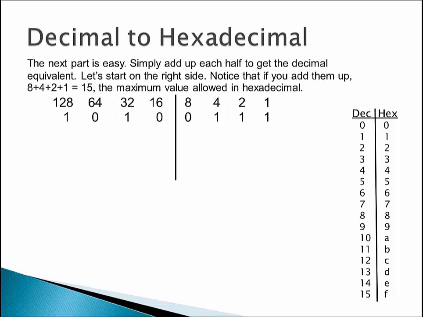The next part is easy. We simply add up each half to get the decimal equivalent. Let's start on the right side. Notice if you add them up, the 8, the 4, the 2, and the 1 equal 15, which is the maximum value allowed in hexadecimal. 4 plus 2 plus 1 equals 7 in decimal, which equals 7 in hex.